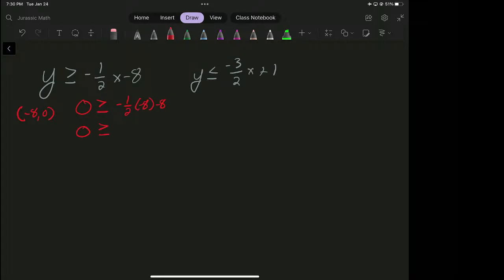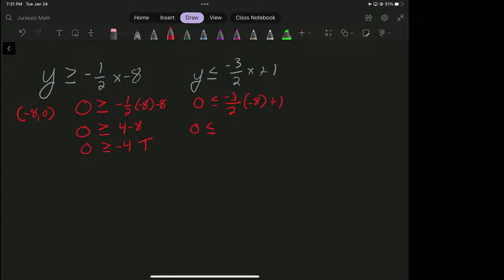Half of 8 is 4, minus 8 is negative 4. That is a true statement. So far that one is a true answer. And if I plug it in on the other one, this is where it comes to, depending on how good you are with fractions, it's easier or not easier.